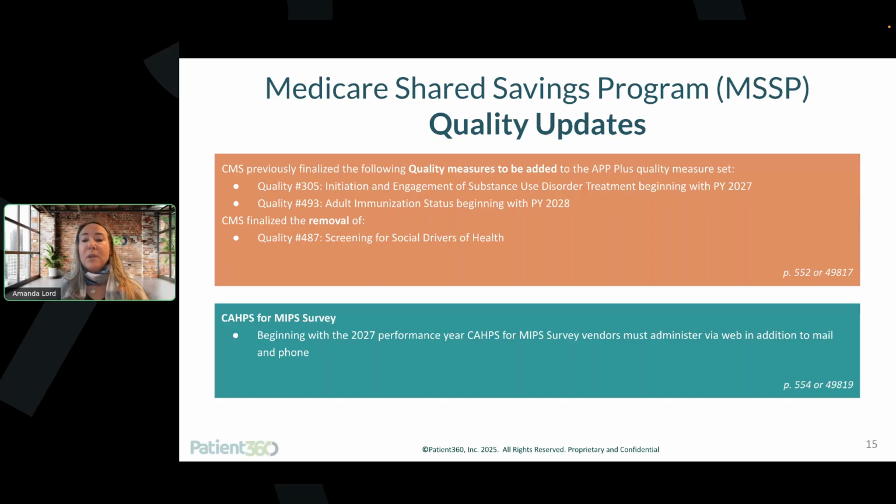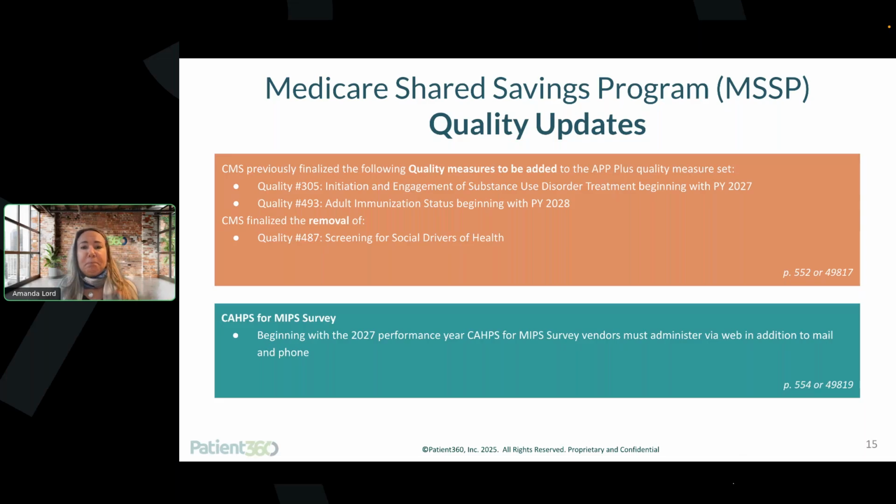The final CAHPS for MIPS survey policy, that's a good one. They did finalize it. It's the web-first model. So vendors must first attempt to reach the beneficiary via web or email. If that fails, they move to mail. And if that fails, they move to phone. And this is kind of a win-win because it modernizes the survey and it's more convenient for many beneficiaries and results in better data for everyone. I don't think I saw any comments that were against that. Everyone said, yeah, this is good.